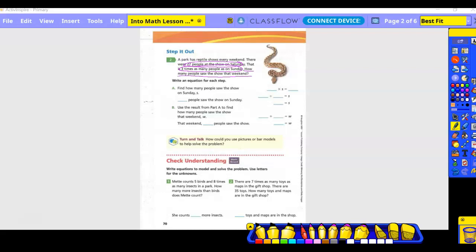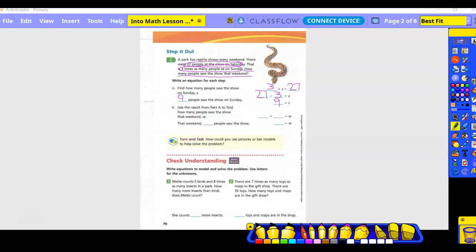So what is our part in that? The 3 or the 27? The 3. So 3 times S equals our total of 27. So we have to do an inverse operation to get S by itself. So now what do I do? What's the opposite? The opposite of multiplication is division. So we're going to do 27 divided by 3. So that equals 9. So 9 people saw the show on Sunday.